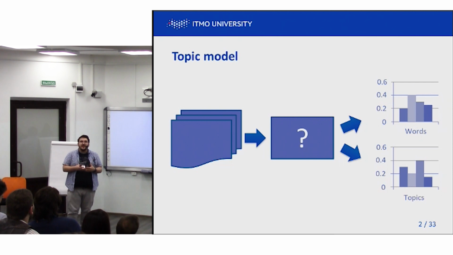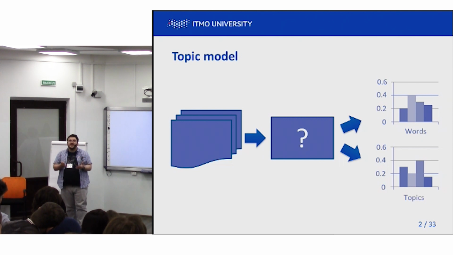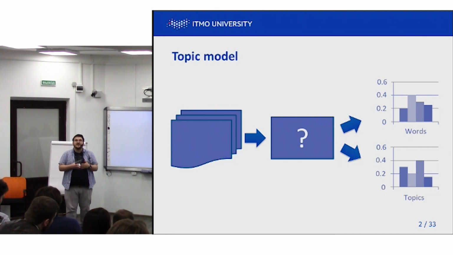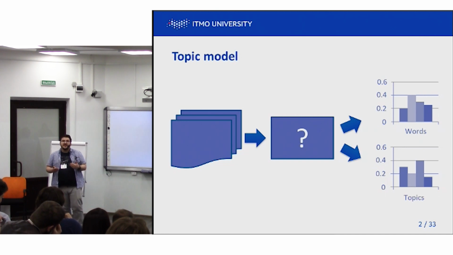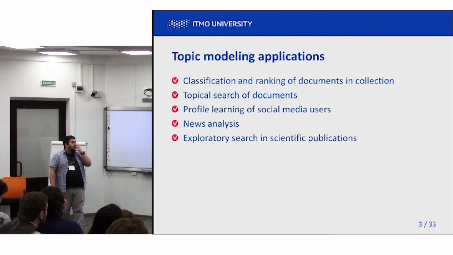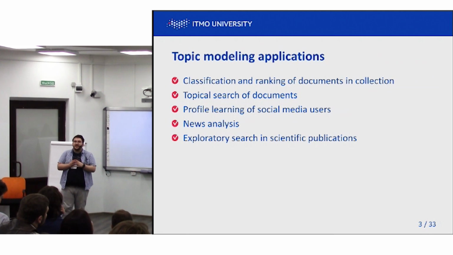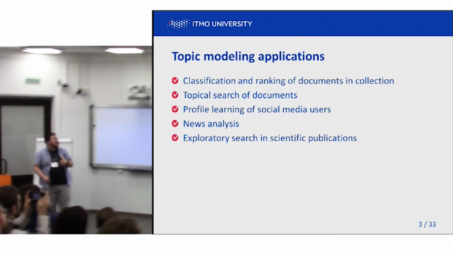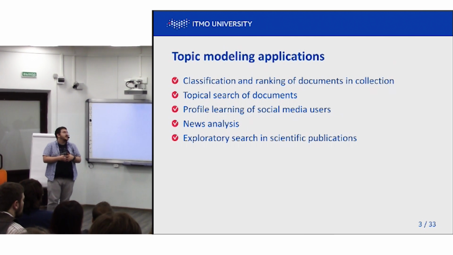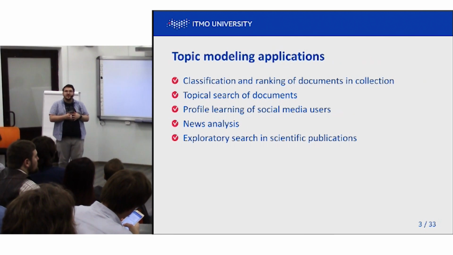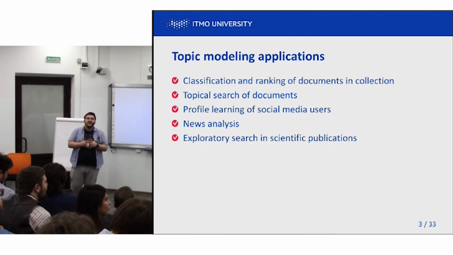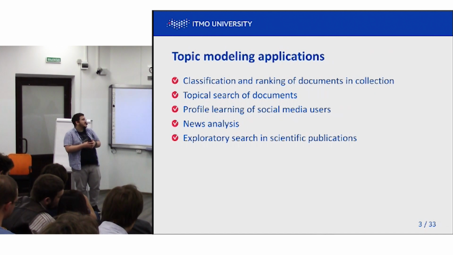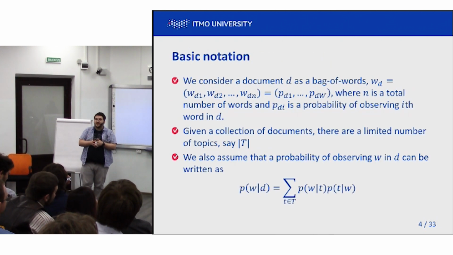So, the general idea of topic modeling is to have a collection of documents as an input and then find how the words are distributed among the documents and how the topics are distributed among the documents. This is a widely used task in many practical applications, such as classification and ranking of documents in a collection, topical search for documents, profile learning in social networks, because topics can be used not only for words, but for more general concepts. Also, news analysis and exploratory research of papers.